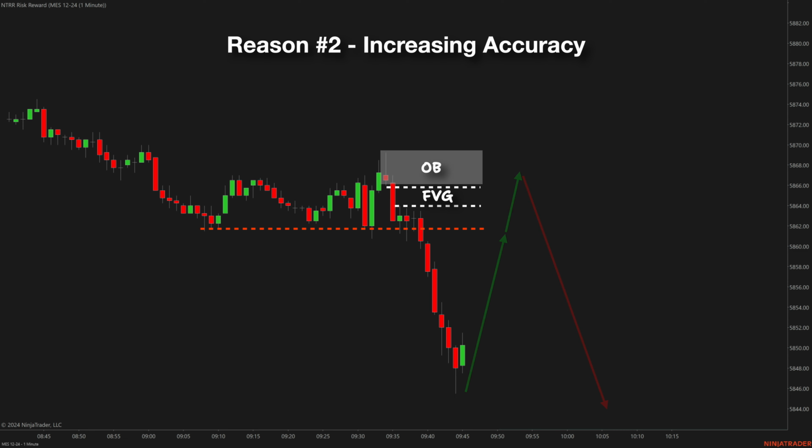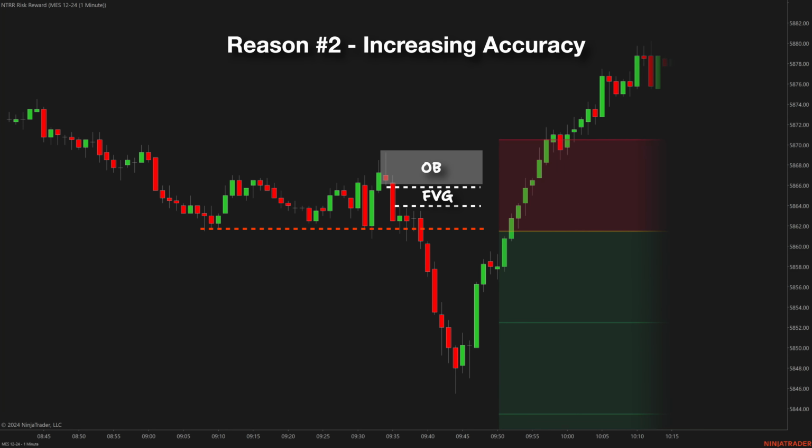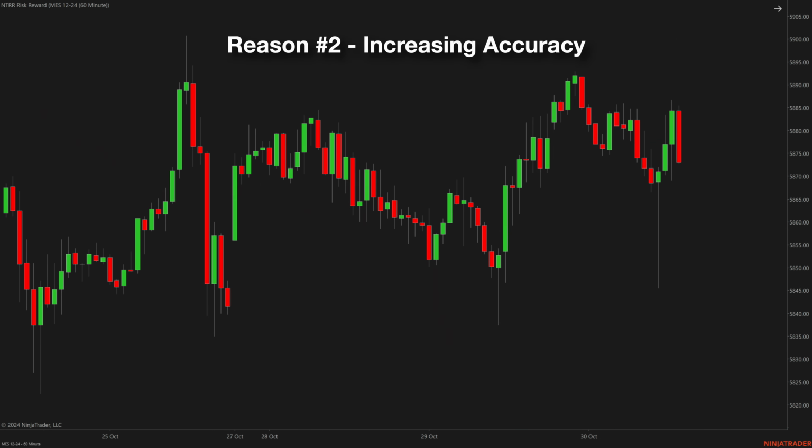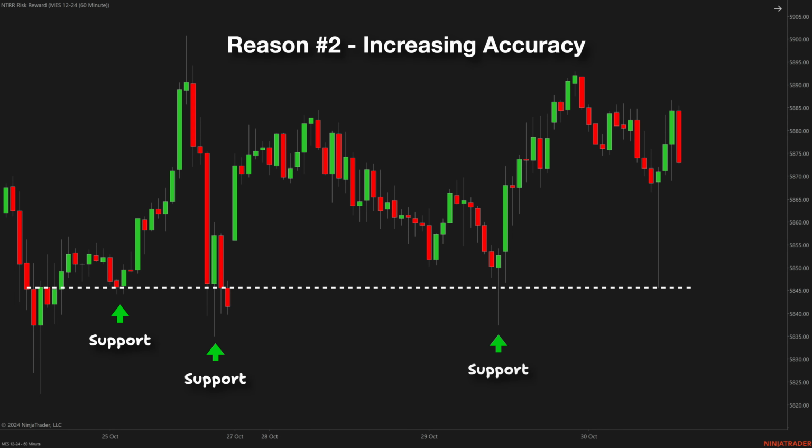However, the market unexpectedly changes direction, disregarding both the support-turned-resistance level and the supply order block above it. But why? If we zoom out to the 1-hour time frame, we can see that this reversal aligns with a higher time frame recent support level that's been respected multiple times. By checking these key levels on the higher time frame, we could have avoided this risky setup.